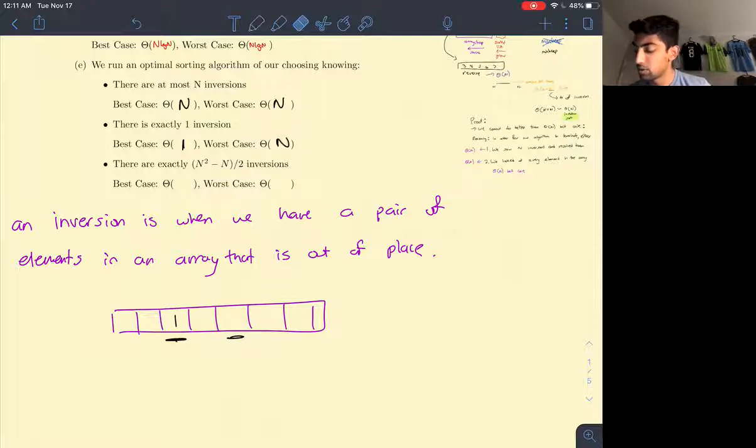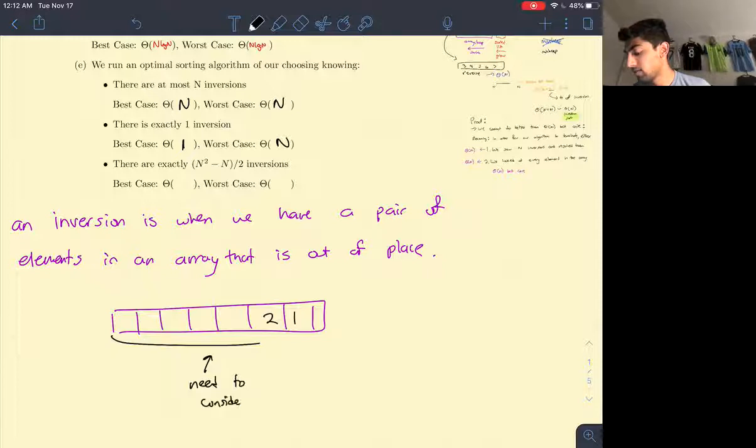Suppose that our only inversion in the array is the first two elements. It takes us a constant amount of time to look at the first two elements. So the best case is constant when our only inversion is the first two elements. On the other hand, if our inversion is at some point later in the array, let's say at the end, we have to look at all of these elements first. And worst case, it takes us n time.